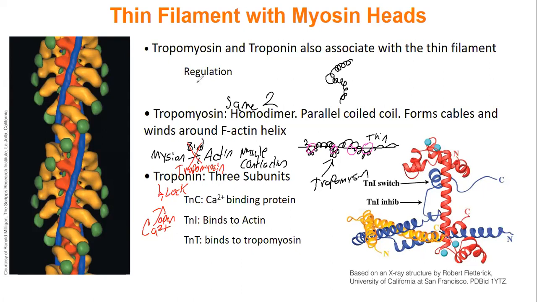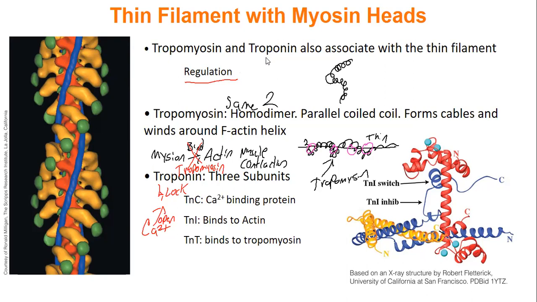And that's why it says regulation, because they are regulating myosin and actin binding to each other. So tropomyosin binds to actin when we're not moving. Basically, tropomyosin's wrapped around actin. Troponin is holding all that together.